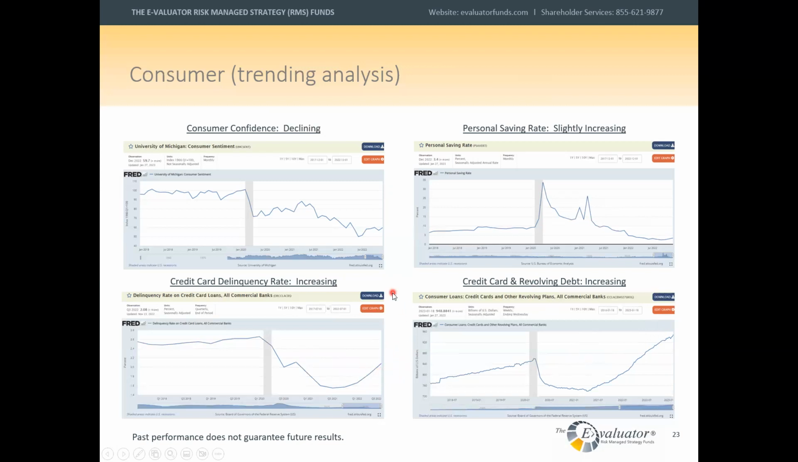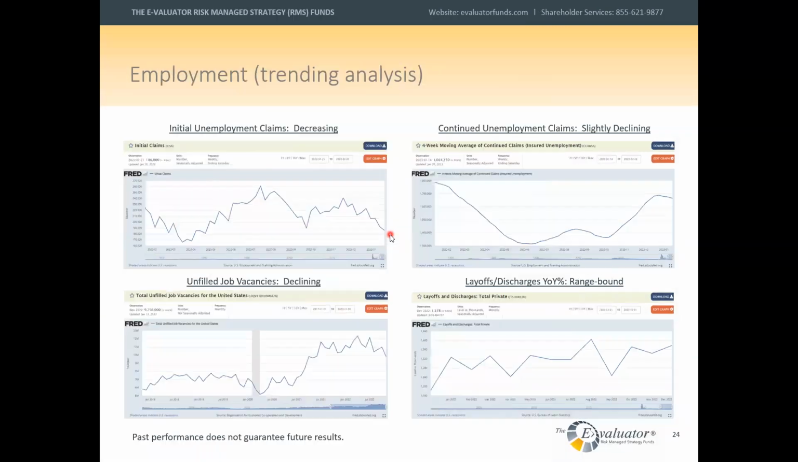So I would say when you look at those two things, plus the fact that consumer confidence is trending down, I'd say the consumer probably isn't feeling the strongest right now.